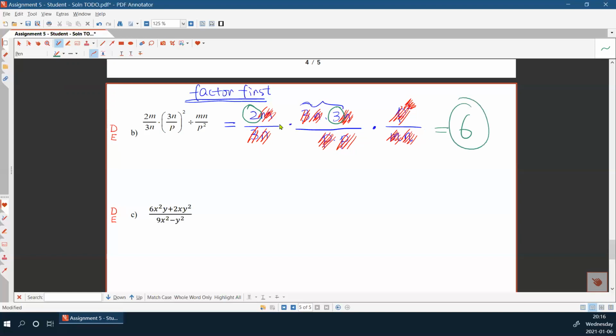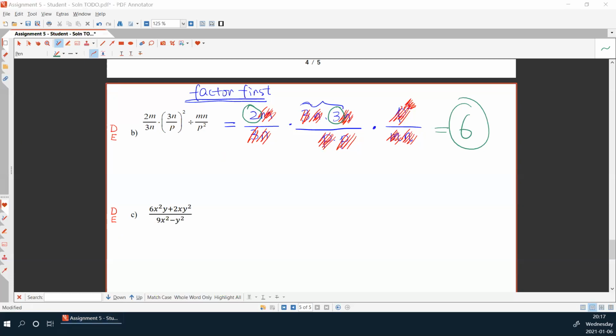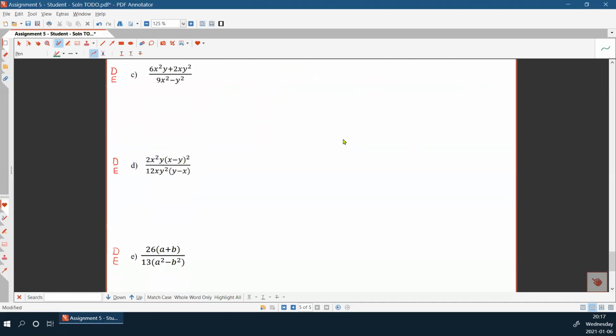Do not make problems complex. Just expand the expressions one step by one step. Do not try to cancel all of them at once. Okay. Next one.